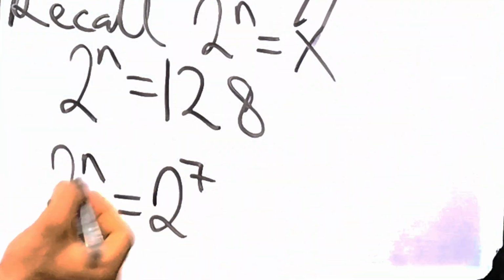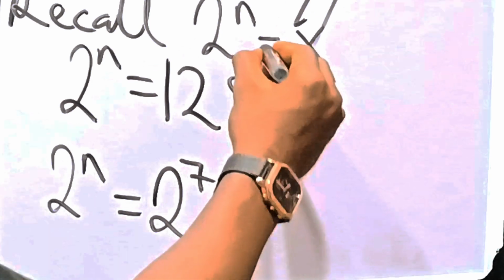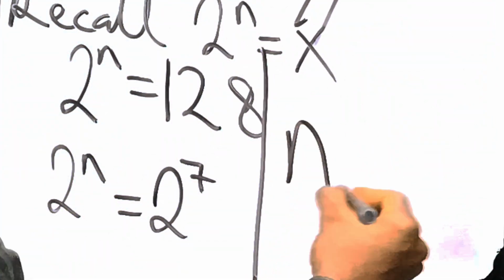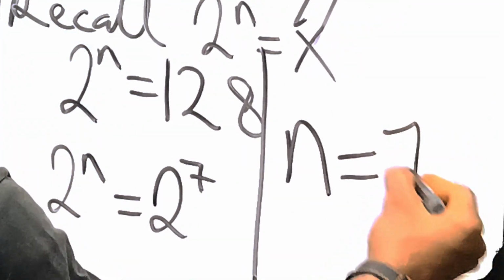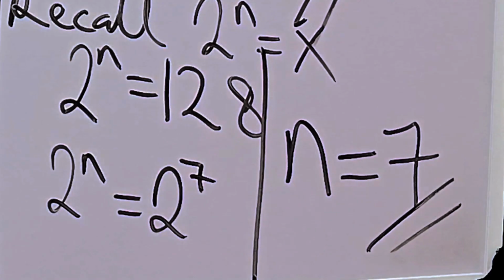Now, when the bases are the same, you equate the power. So it means that from here, our n is equal to 7, okay? So n is equal to 7 in this question.